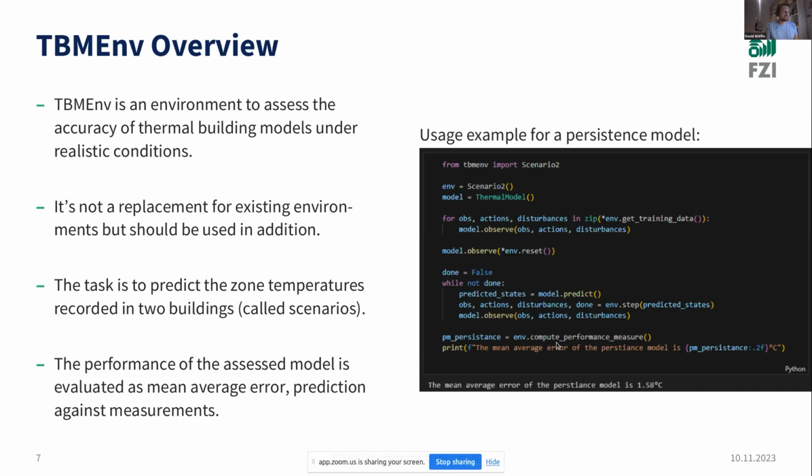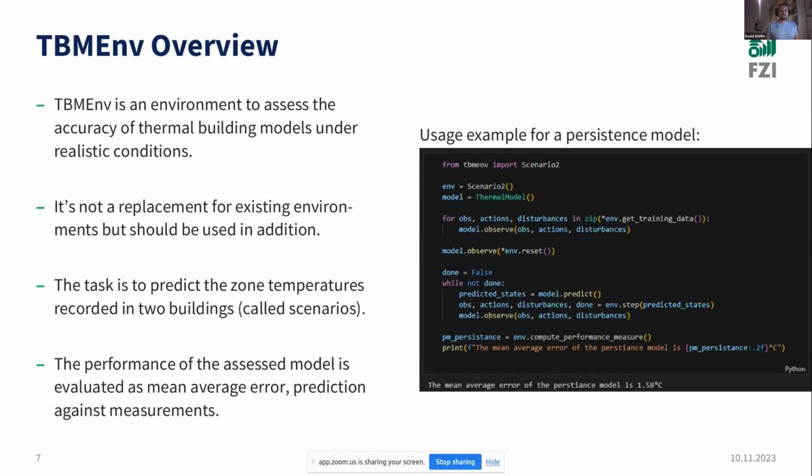Performance measure here means mean average error of the temperature prediction. In that case, scenario 2, it's 24 hours ahead. It's the mean average error over 24 hours. And in that particular case, the thermal building model which we evaluated here was a persistence model, which just means that this particular model has just forecasted the last value it had in its data and forecasted that value for the next 24 hours straight.